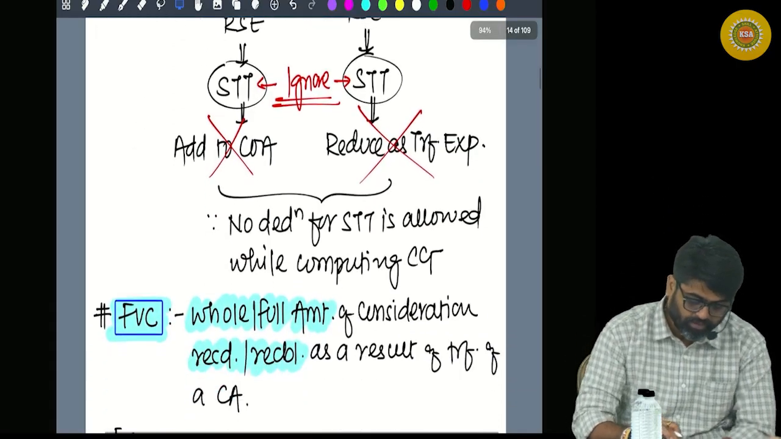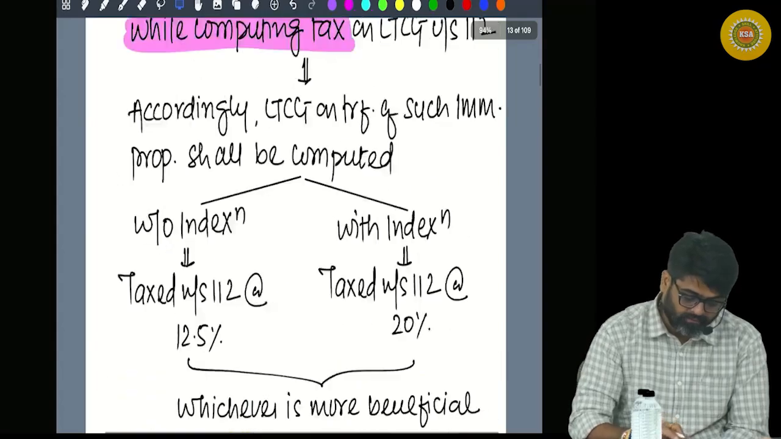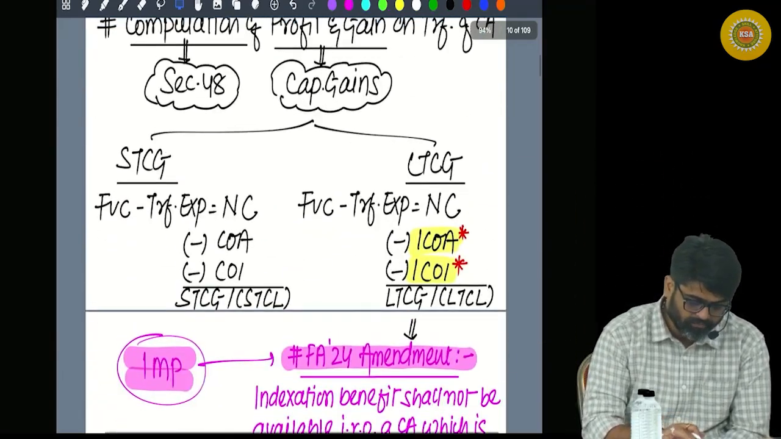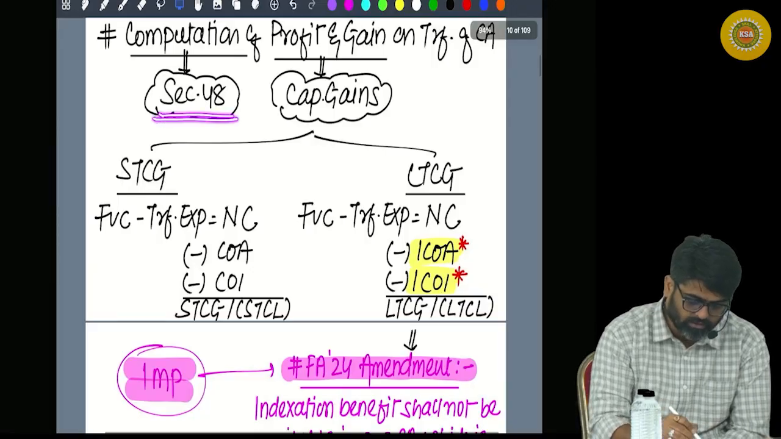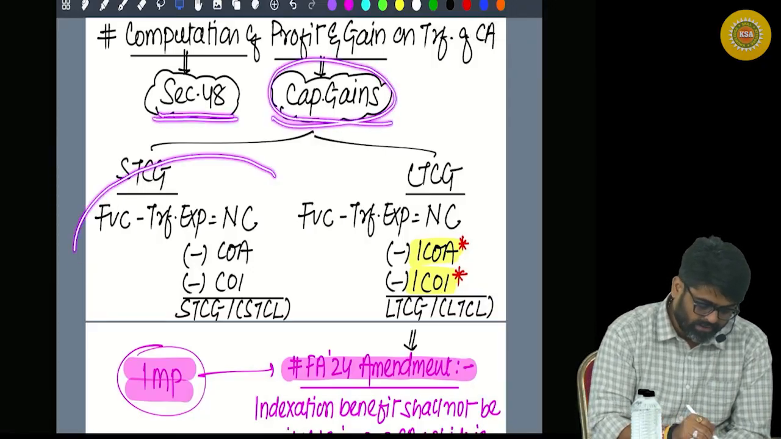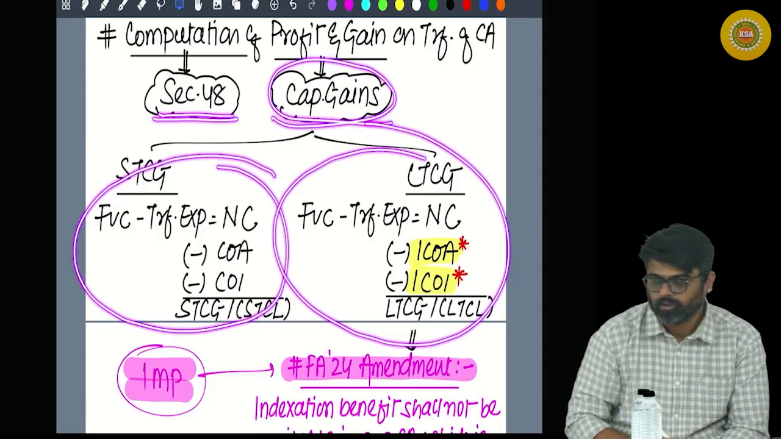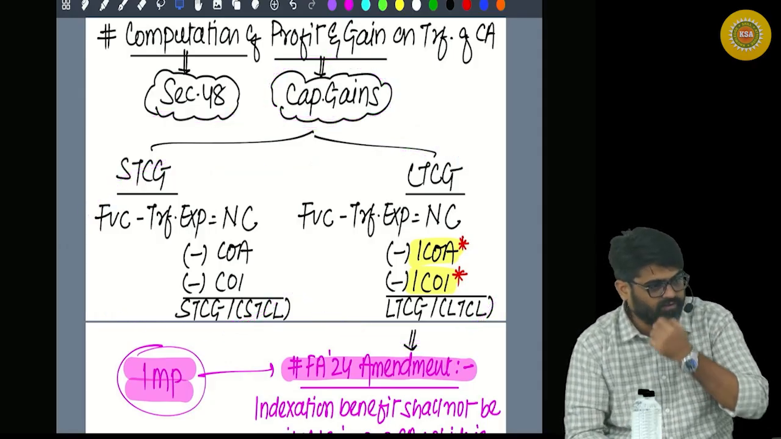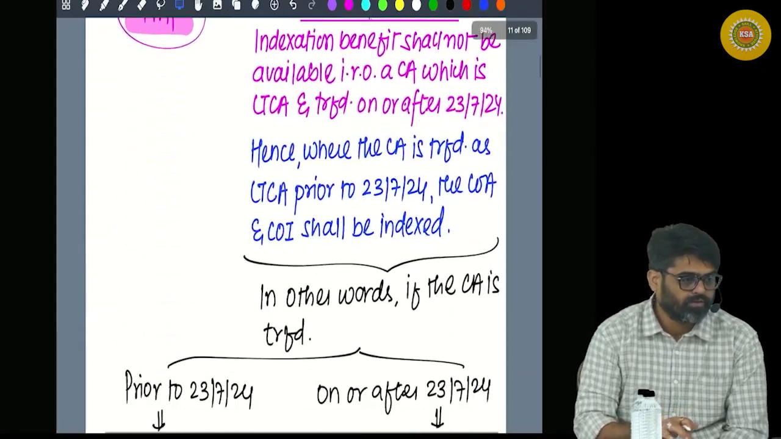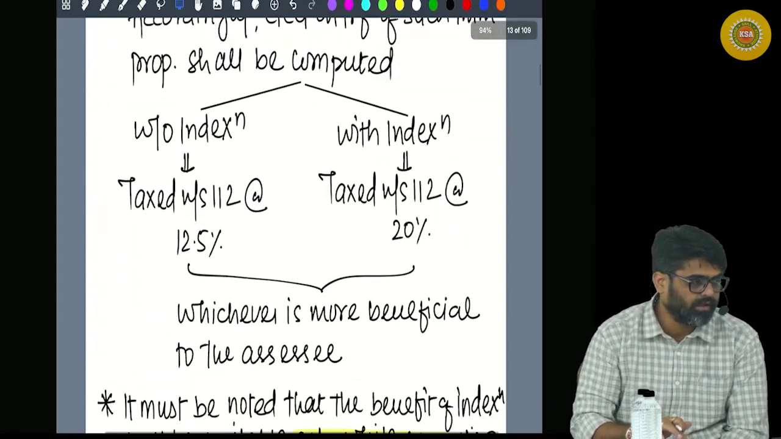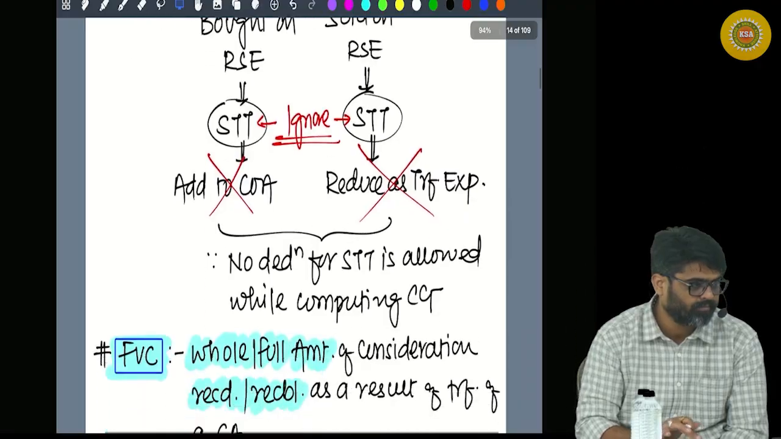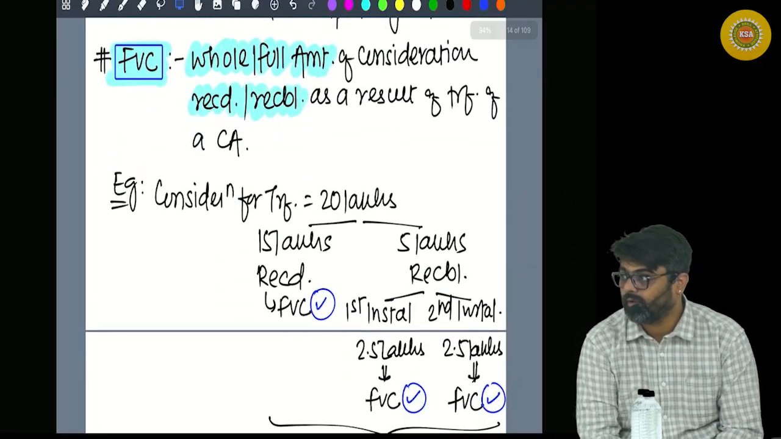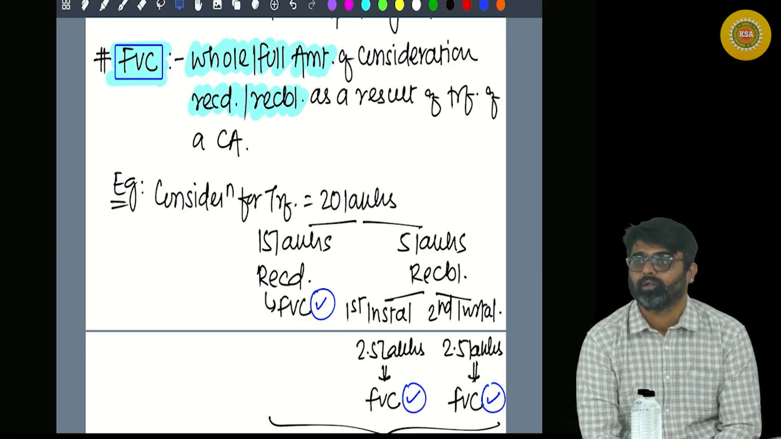Now see, in that table, the manner in which we compute the capital gain. Section 48 says how to compute your capital gain. This is the manner in which the capital gain is computed. The first item is FVC. FVC means, what is the meaning of full value of consideration? Come on, tell me. FVC, full value of consideration.